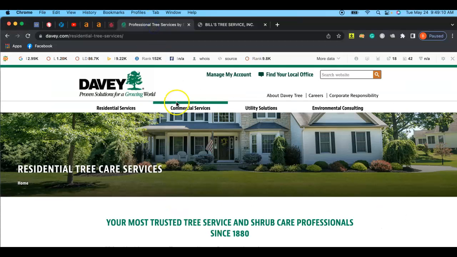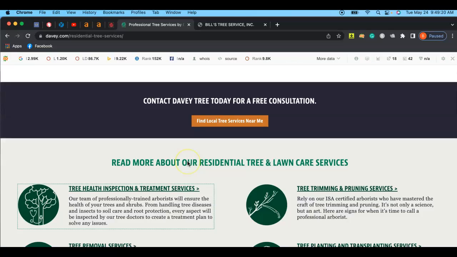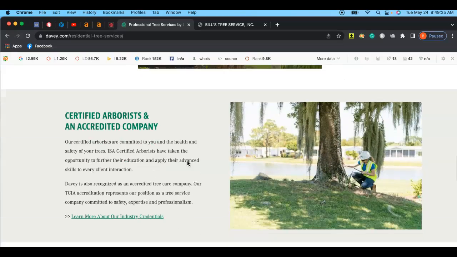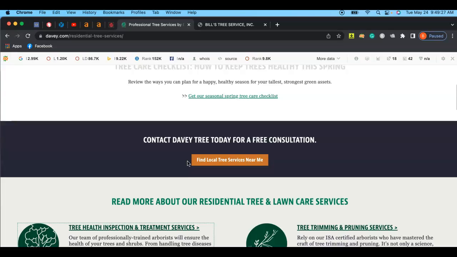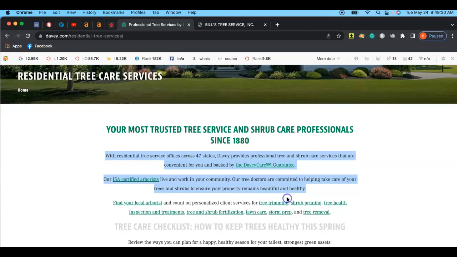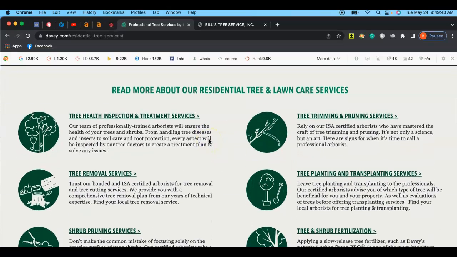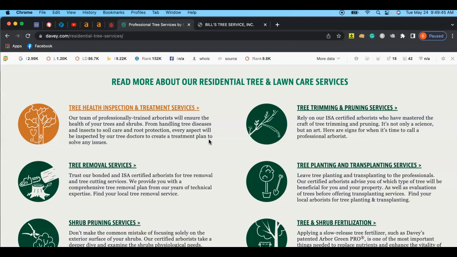Also right here, we're going to look at your competitor's website, which is Davey, Proven Solutions for a Growing World. These guys do residential and commercial services. You can see here that these guys have a lot of content on their website, which is the first thing that we're going to be talking about. So Google likes to see between 1500 and 2000 words on your website in order for them to consider you an online authority. The reason why is because it helps Google to know that you know what you're talking about and that you're able to help your customers make a more informed decision.